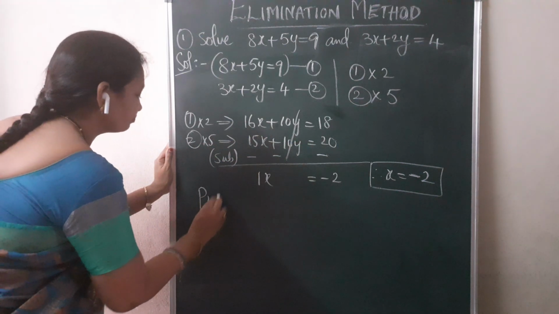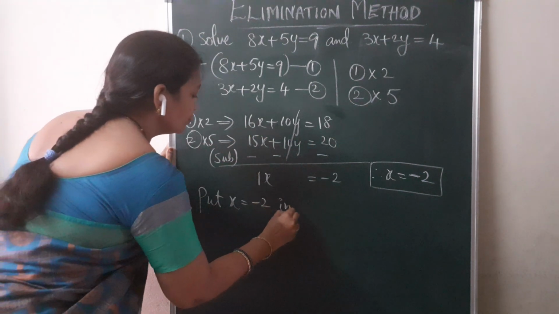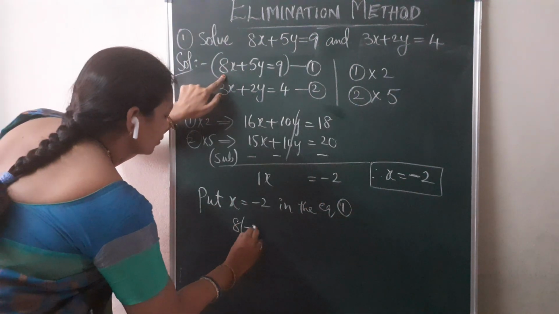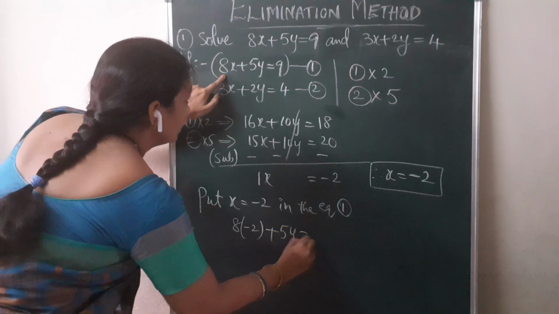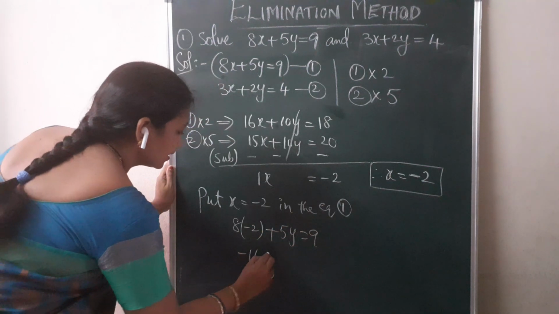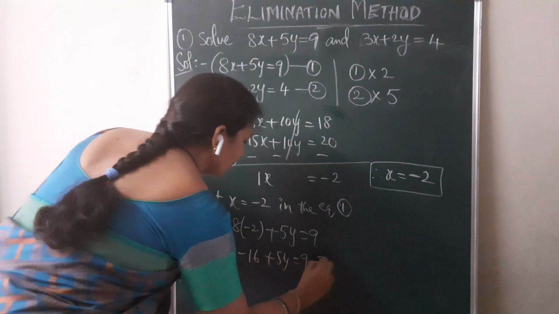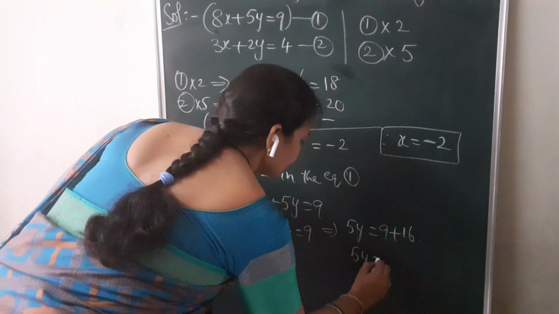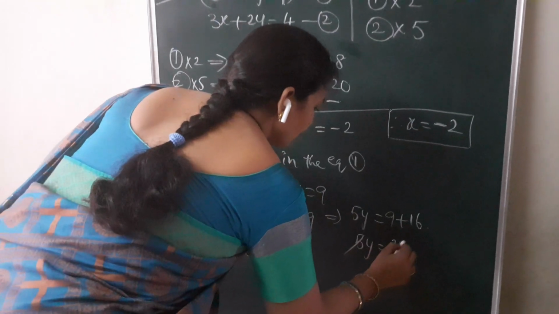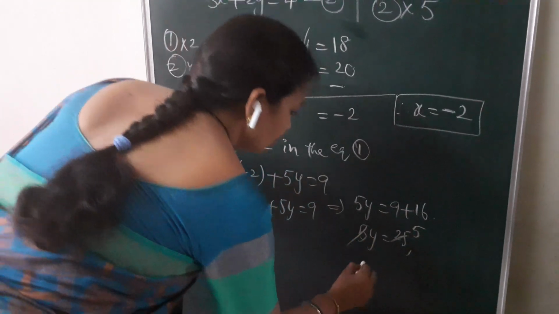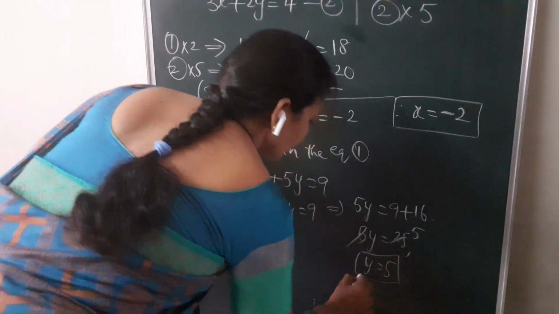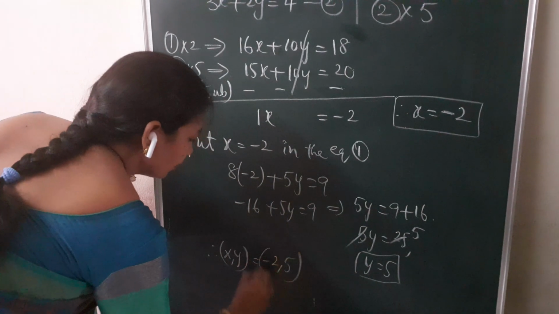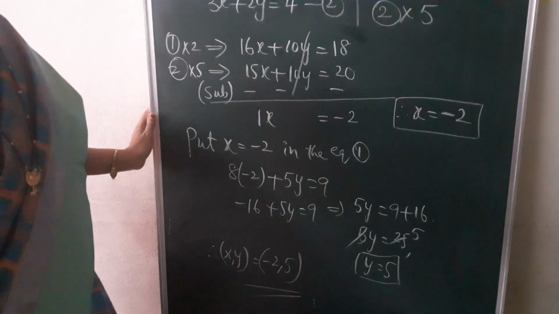So put x is equal to minus 2 in equation 1. So 8 into minus 2 plus 5 into y is equal to 9. So minus 16 plus 5y is equal to 9, whereas 5y is equal to 9 plus 16. So 5y is equal to 25. 25 gets cancelled with the 5 times, so y is equal to 5. Therefore the x, y values are minus 2 comma 5.